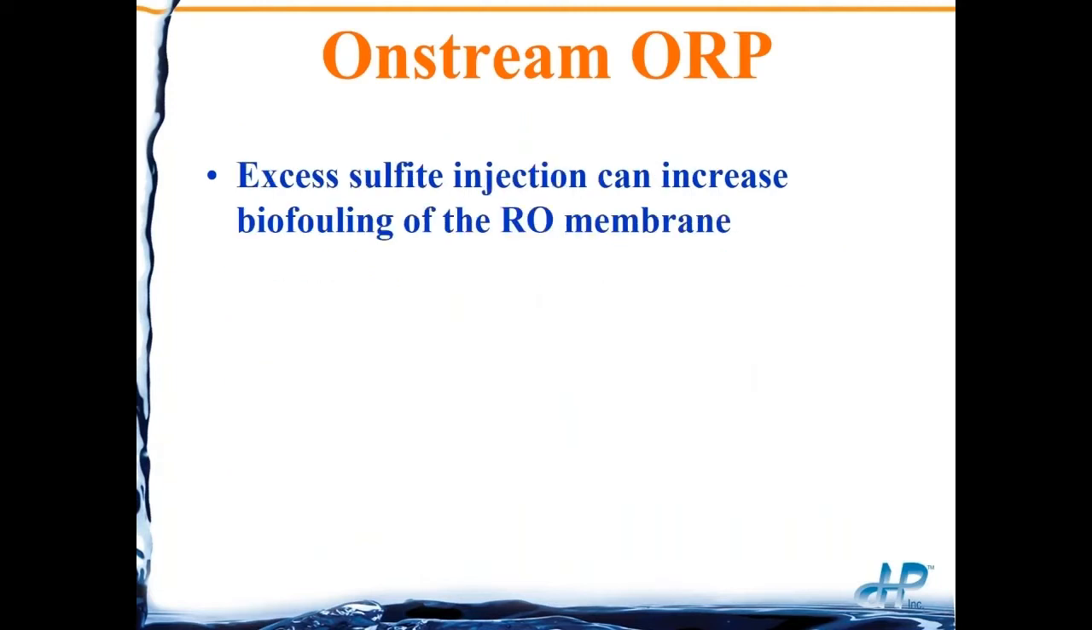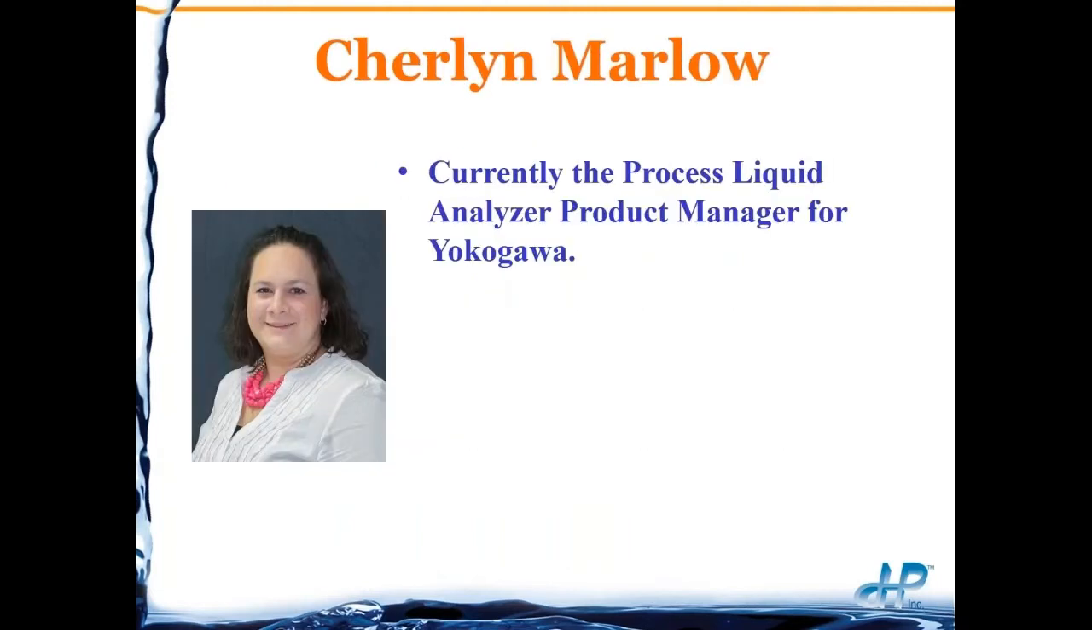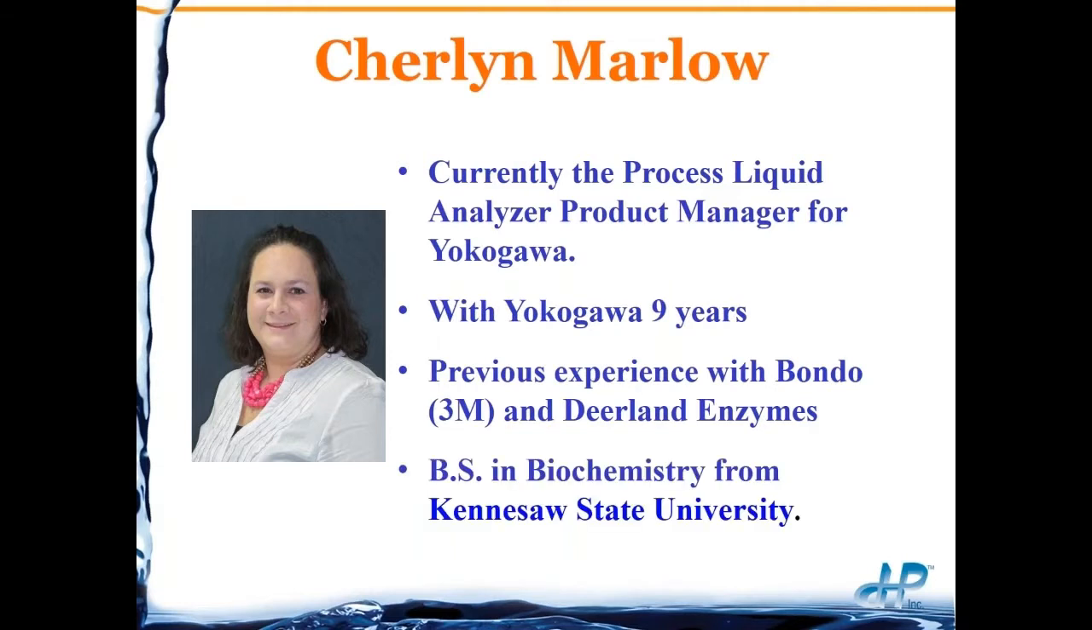So we want to get zero chlorine, but we want to get zero chlorine and just a little bit of an excess, maybe a half to 1 part per million of excess sulfite. So sometimes it takes a little bit of trial and error to find the millivolt reading that's exactly right at your plant. So I'm just going to turn this over to Sherlyn now, and she will go through the bulk of this presentation, and then I'll come back and just say a few words when we hit the Q&A section.